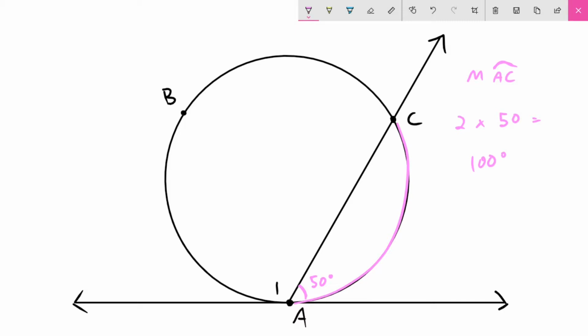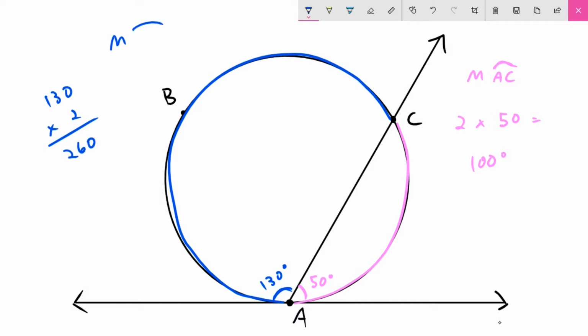And then just like that, if I wanted to find, let's erase this 1. Oh, whoops. Let's erase this 1, and let's say they just told you straight out that over here is 130 degrees. How would I find the measure of arc ABC? Well, the measure of arc ABC is twice, it's 2 times as big as the measure of the angle right there, so it's 130 times 2, which is 260. So the measure of arc ABC would be 260 degrees. So it works both ways, okay?